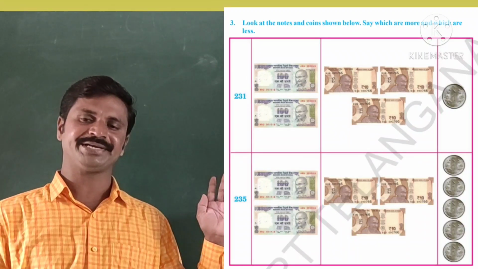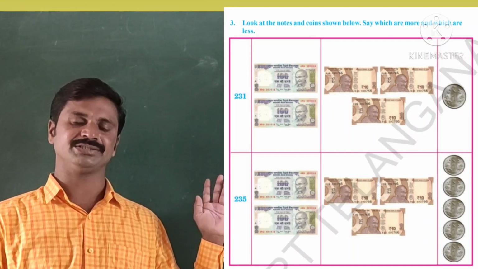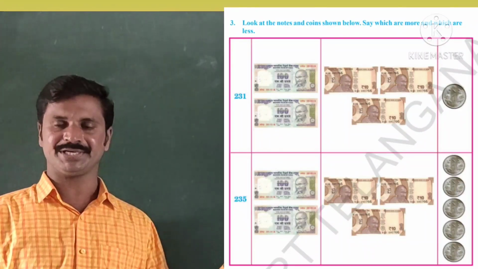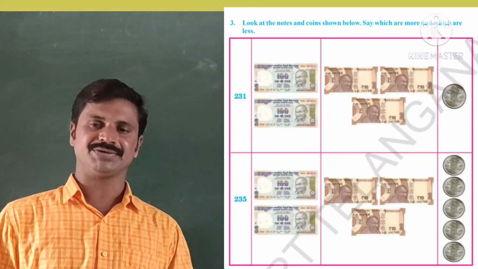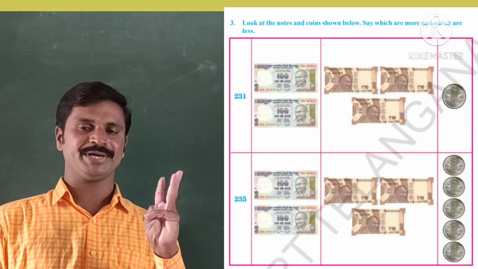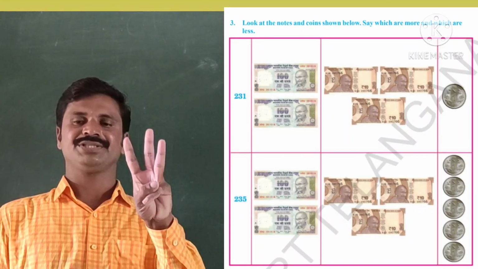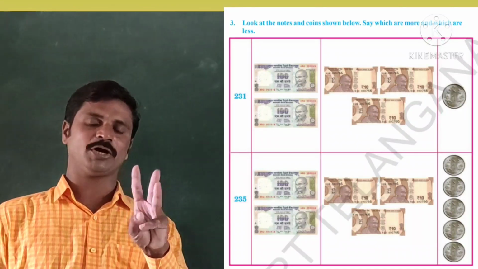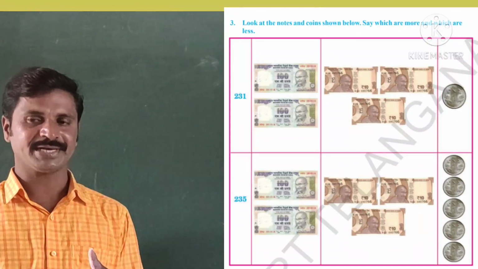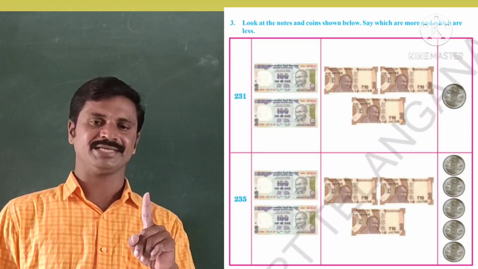And how many tens notes are given here? Very good. 3 tens notes. How many kinds are given here? Very good. 1 kind is given. 200 notes, 3 tens, and only 1 kind is given.